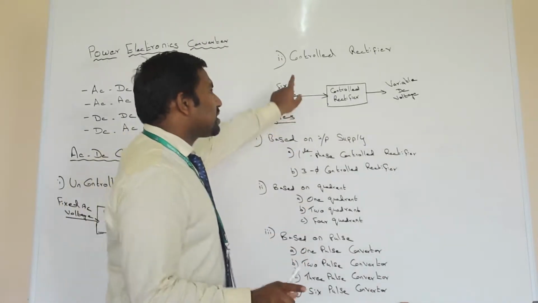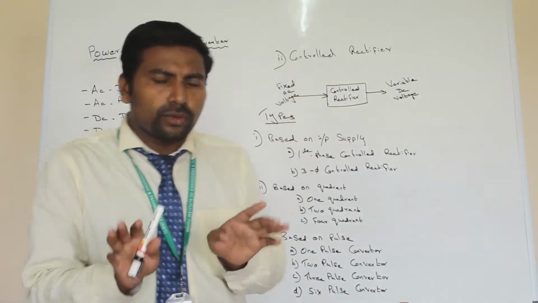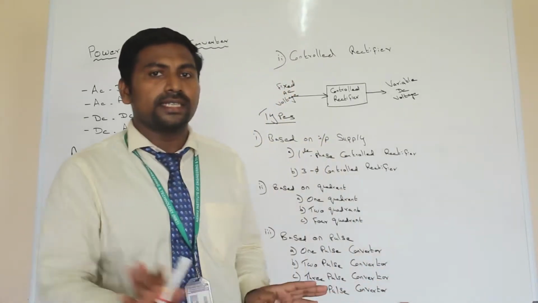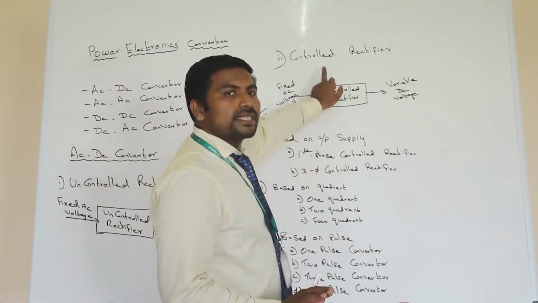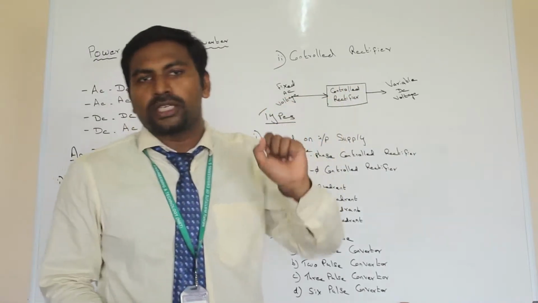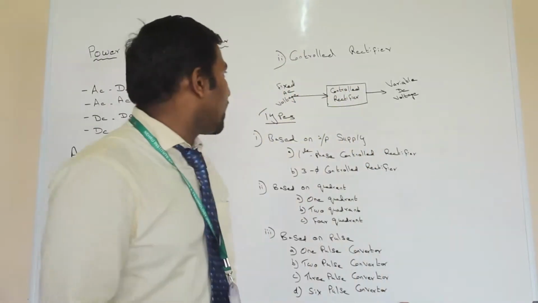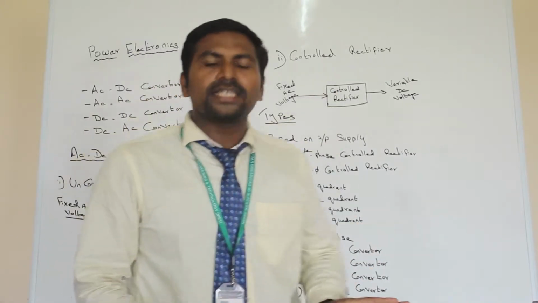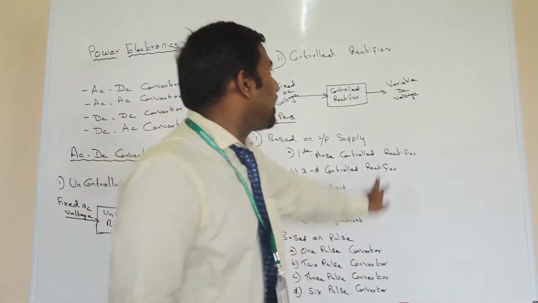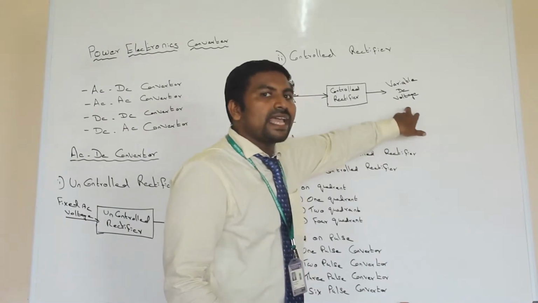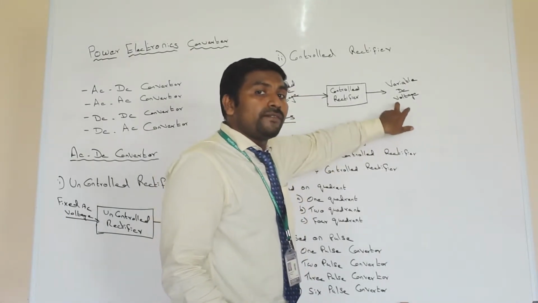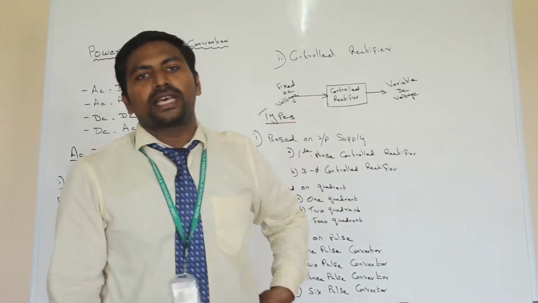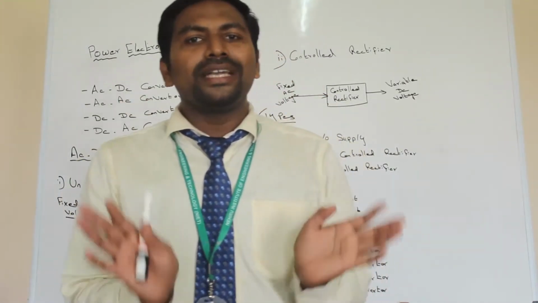Then the next circuit we are going to learn in this power electronics subject is called the controlled rectifier. Here in the controlled rectifier, the input voltage is a fixed voltage and the output voltage you will be getting is a variable DC, as your required variable DC output voltage. In this controlled rectifier circuit, you will be using controlled switches.